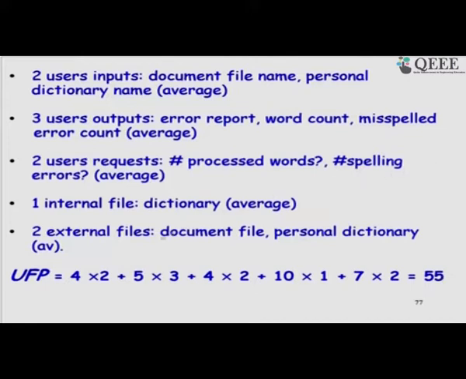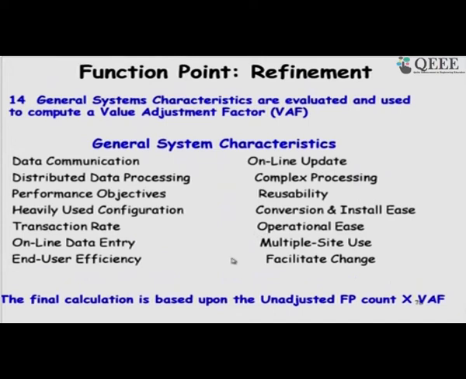So, this is the unadjusted function point count, and the next step would be to compute the value adjustment factor to either scale this up or down to get the final function point, depending on what the reliability requirements are and so on. So, Albrecht identified 14 characteristics of the software, and each of these we have to judge on a scale of 1 to 5.